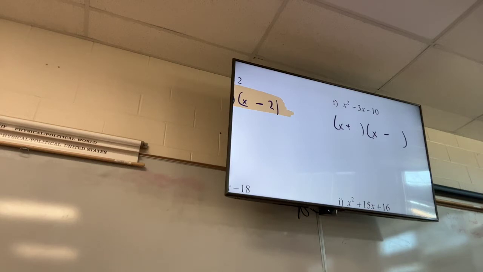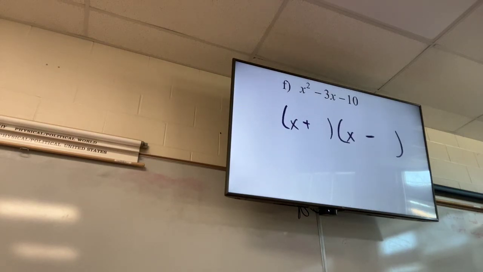What are the factors of 10? 1 times 10 is 10, and 2 times 5 is 10. So you have two pairs to choose from. 2 and 5, right? 5 minus 2 is 3. Do I put the 5 next to the negative or next to the positive? Do I put the bigger number in the negative part or the positive part?